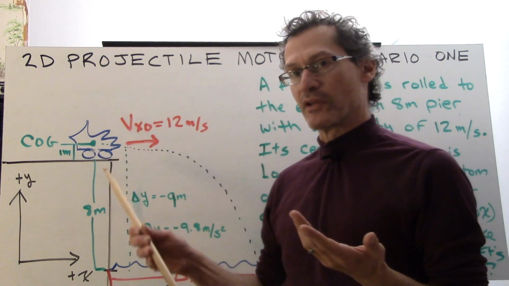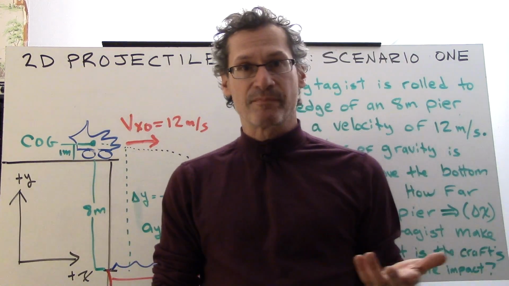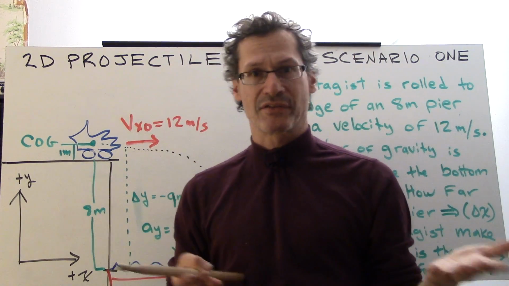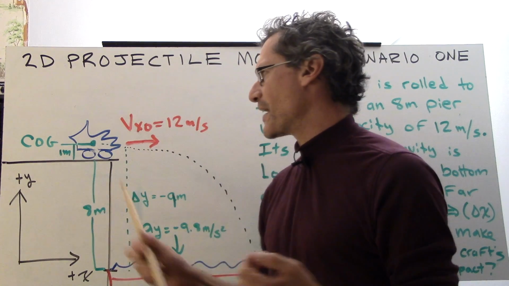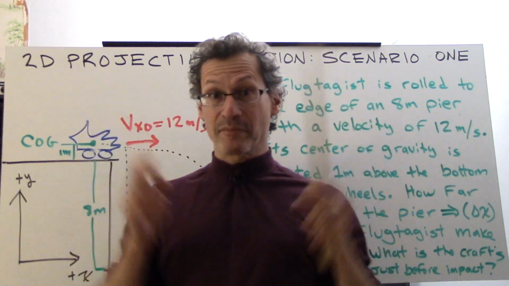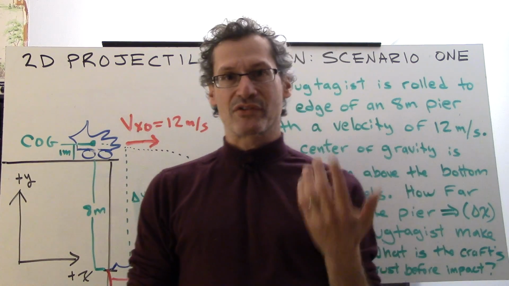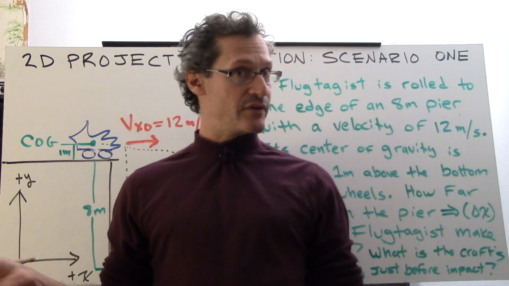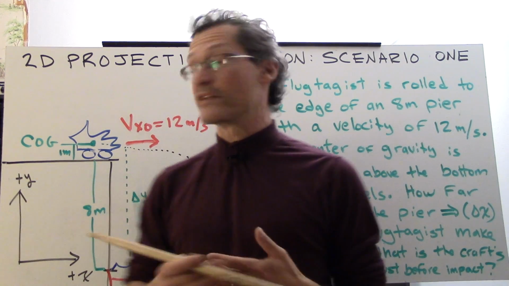Here's the Flugtag machine. You don't know what Flugtag is? Well, you should either look it up, or we'll actually go over Flugtag in class. But it's a pretty wacky contest where people come up with so-called flying machines that are thrust horizontally over a pier, and they measure how far it goes. The furthest from the pier wins.